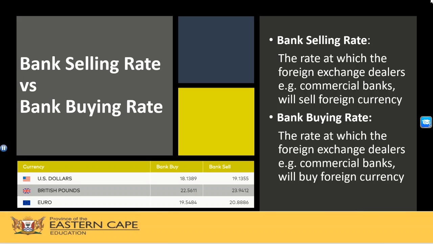We need to be able to know when to use which rate. Let me give you a definition, which is on the right-hand side of your screen. The bank selling rate is the rate at which the foreign exchange dealer, for example, a commercial bank or perhaps a bureau de change, will sell the foreign currency. The bank buying rate is the rate at which the foreign exchange dealers, which may be a commercial bank or a bureau de change, will buy the foreign currency.